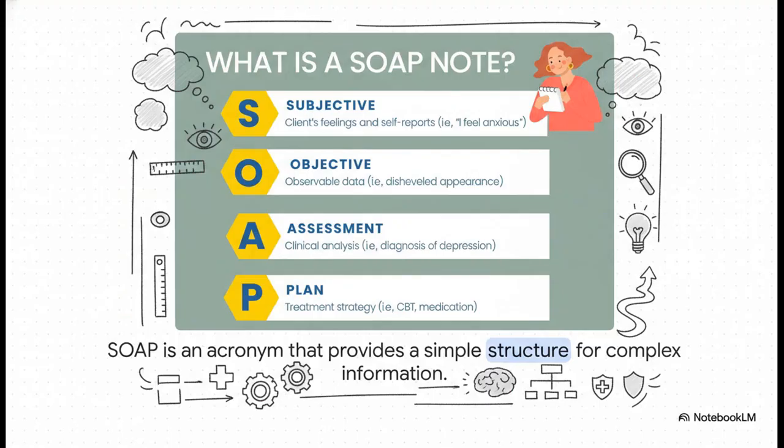So, SOAP is an acronym, and each letter kind of builds on the one before it. We kick things off with S for subjective. That's the client's story in their own words. Next up is O for objective. These are the hard facts, what we can actually see. Then comes A for our assessment. This is where we put our thinking caps on and analyze the first two. And we finish with P for the plan, what we're going to do next. It's just a beautifully simple way to organize a really complex story.